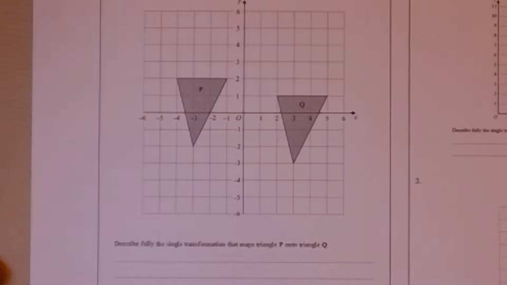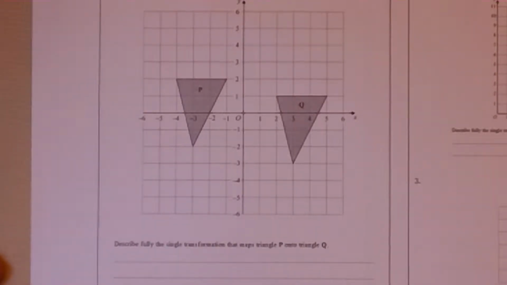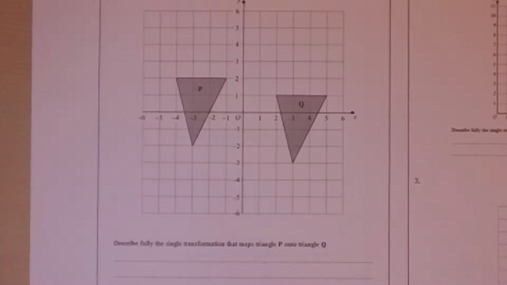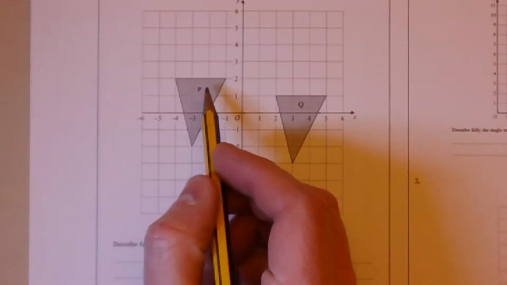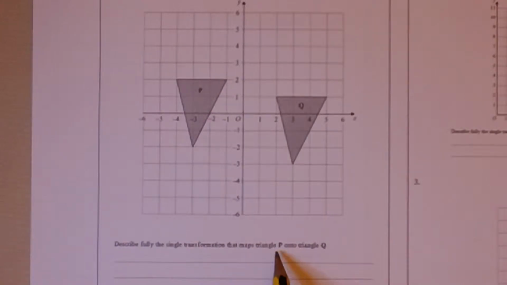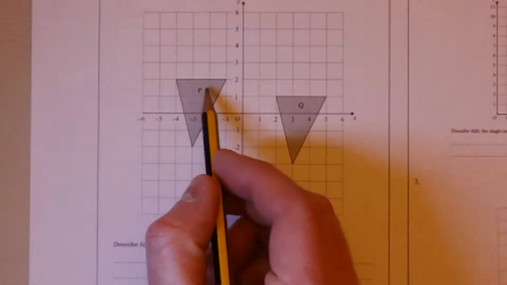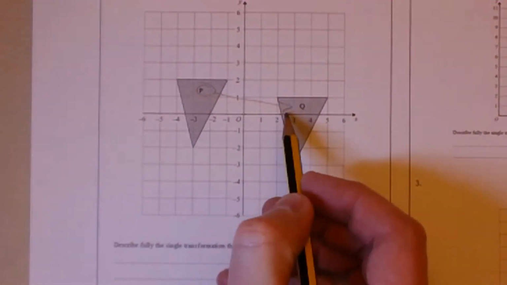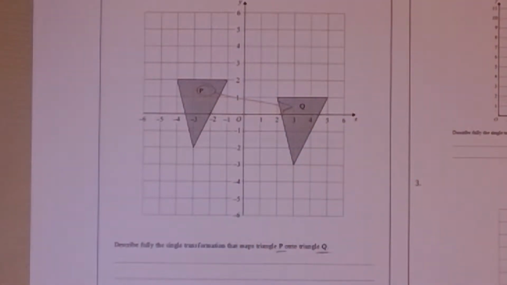Question number 1 says, describe fully the single transformation that maps triangle P onto triangle Q. First thing to do is have a look at your diagram and make sure you get the shapes the right way around. Starting from triangle P, moving on to triangle Q, it means we're moving from this one to this one. These shapes are the same size, it's not been flipped over, therefore it's not an enlargement, it's not a reflection, it's not been turned around, so it's not a rotation. That leaves us with translation.